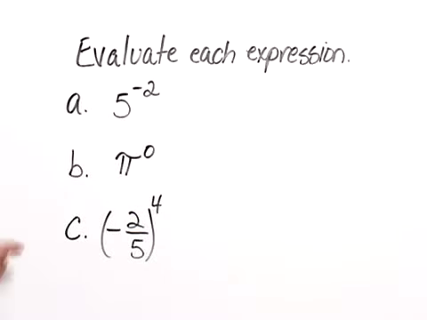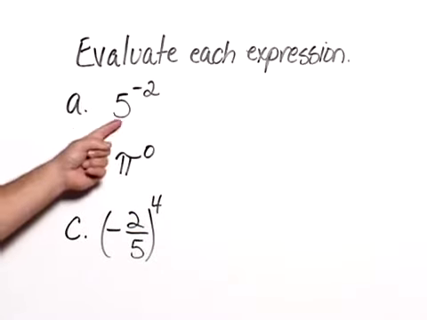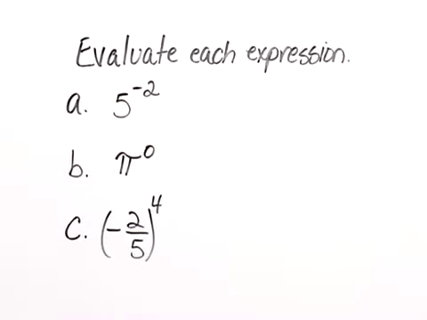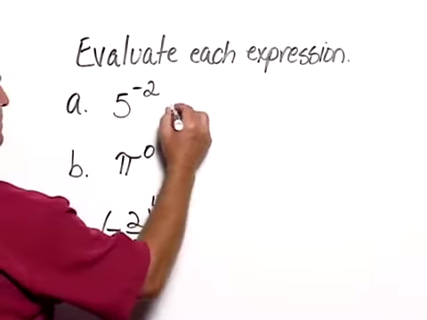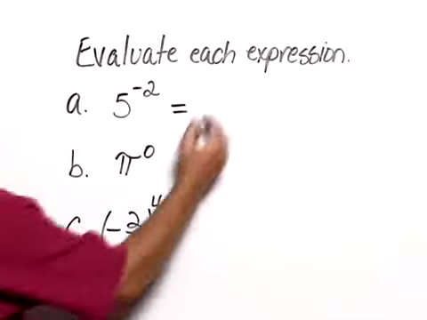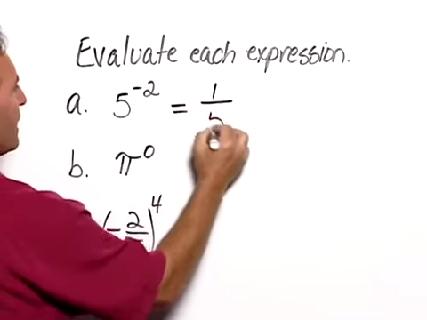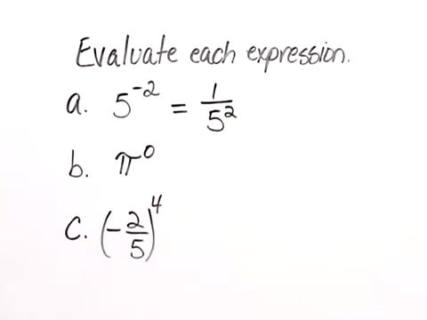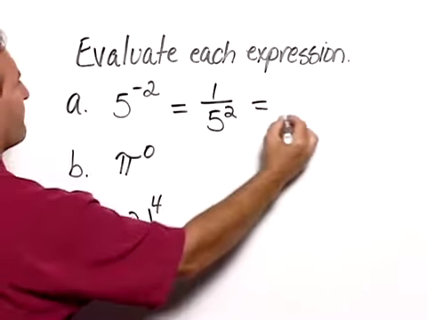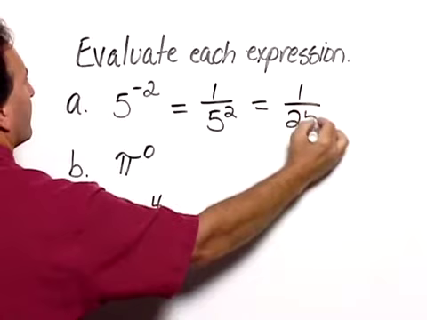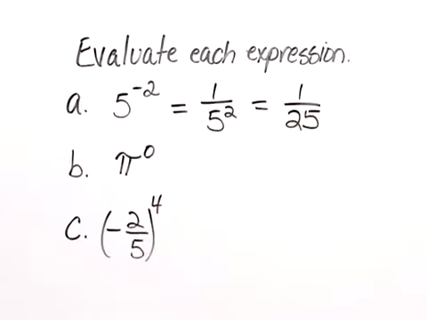Evaluate each expression. Part A is 5 raised to the negative 2. Recall that a negative exponent can be put into the denominator and become a positive exponent. So that's equal to 1 over 5 squared, and 5 squared is 25. So our answer is 1/25.